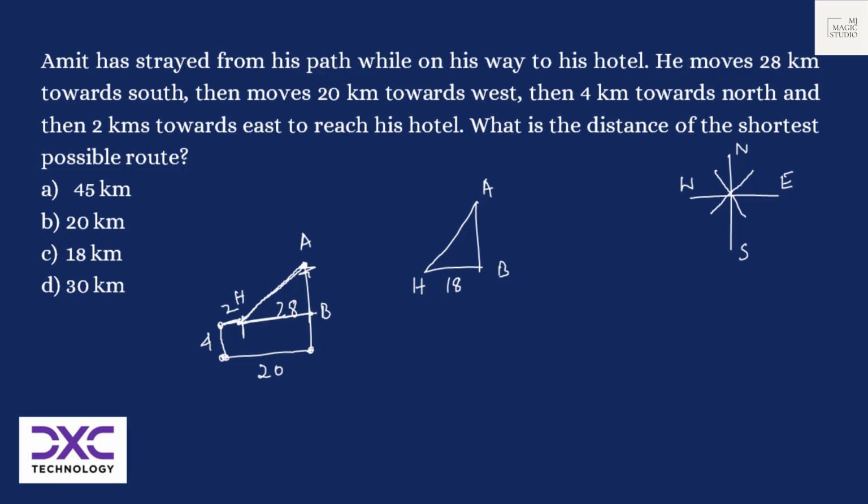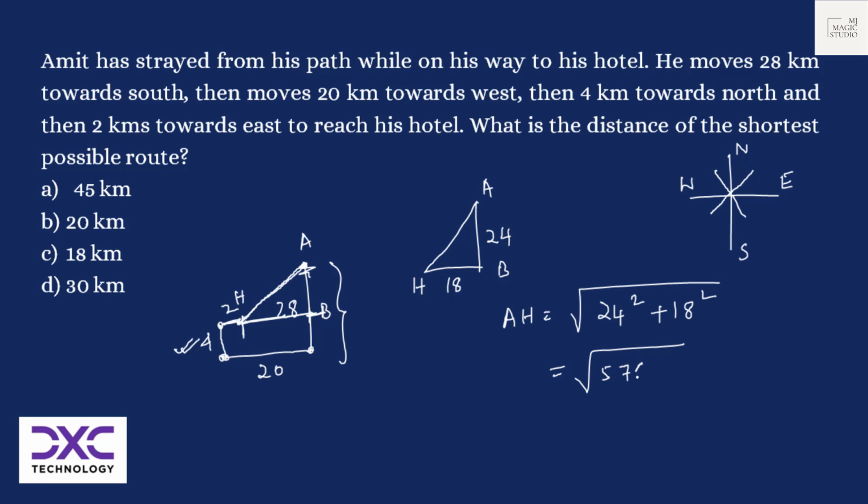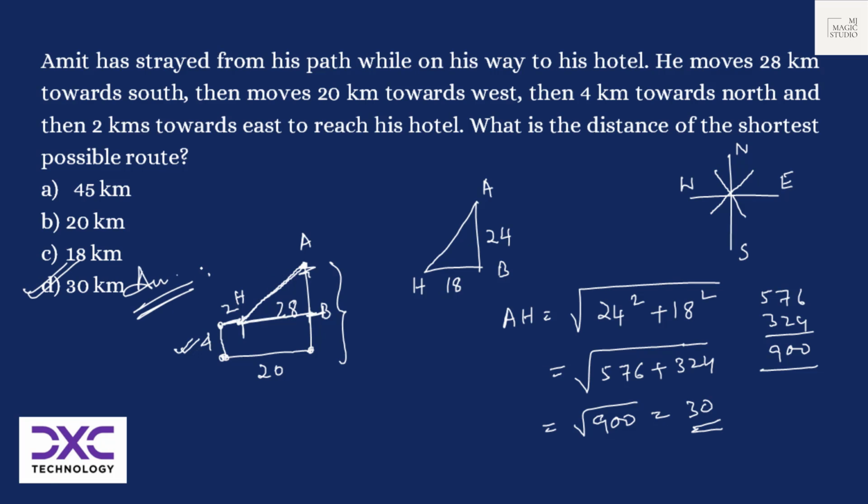So this HB is 20 minus 2, that is 18, and AB is 28 minus 4, that is 24. So AH is root over 24 square plus 18 square. 24 square is 576. Please remember this, there is no calculator allowed in DXC Technology examination. So please learn the squares also, at least till 30. And 18 square is 324. 576 plus 324 is 900. So root over 900 is 30. So the shortest possible route from the point where Amit is to his hotel is 30 kilometers. That is in option D. And yes, no calculator is allowed.